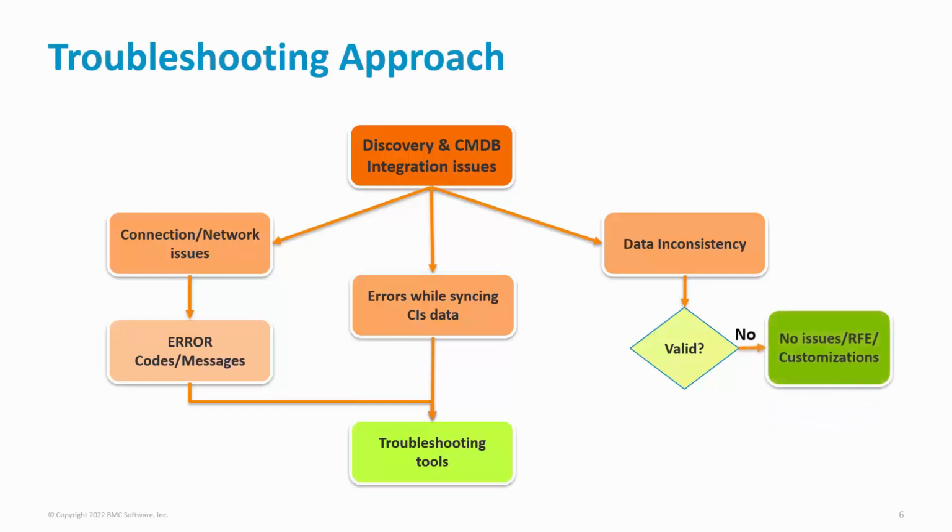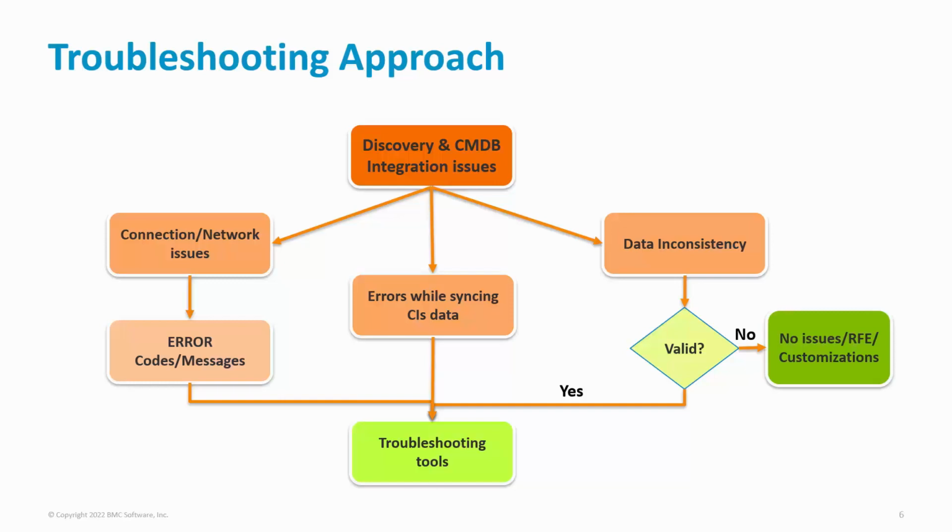If the answer is no, that it is not a valid inconsistency, then either there is no issue or you are looking to sync something which is not supported out of the box. In that case, you can request BMC to include the sync of that new information in the out of the box sync mapping, or you can write a custom pattern to sync that information into the CMDB. However, if the data inconsistency is valid, then again we will identify a relevant troubleshooting tool to analyze the issue further. Looking at this flowchart, we can clearly see that to troubleshoot any type of issue, we need to identify the troubleshooting tools.